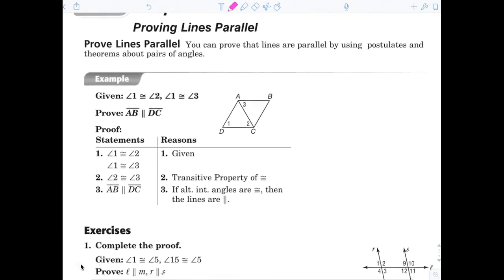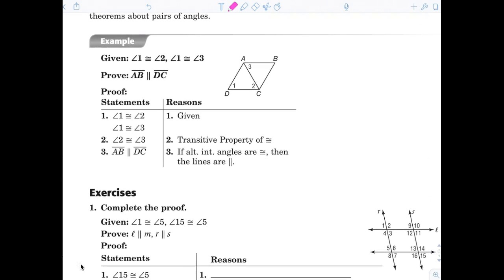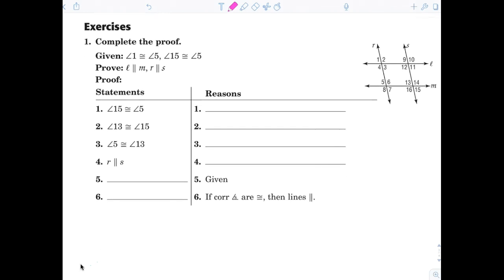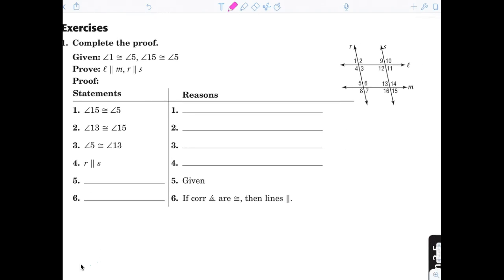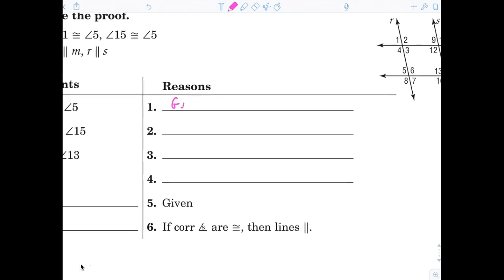All right. Now, we're going to do a proof here real quick. So let's see what we have. We're trying to prove that line L is parallel to M, and we're trying to prove that R is parallel to S. So, again, let's see. Why is angle 15 congruent to angle 5? Yeah, so far so good. We're at given.